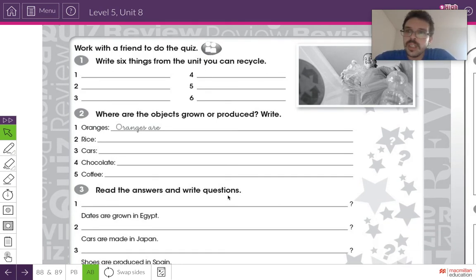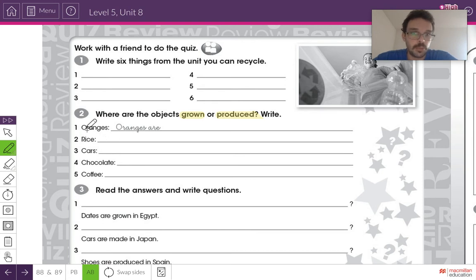Now, do you remember using phrases in the passive, saying things like oranges are grown in Spain? Yeah, robots are made in Japan, right? Things like this. So you remember we also had the words grown and produced, right? So we grow plants and fruits and vegetables, and then things which we make, we produce. So we have to think if they're grown or produced, and we have to make phrases, just like we did earlier in the unit.